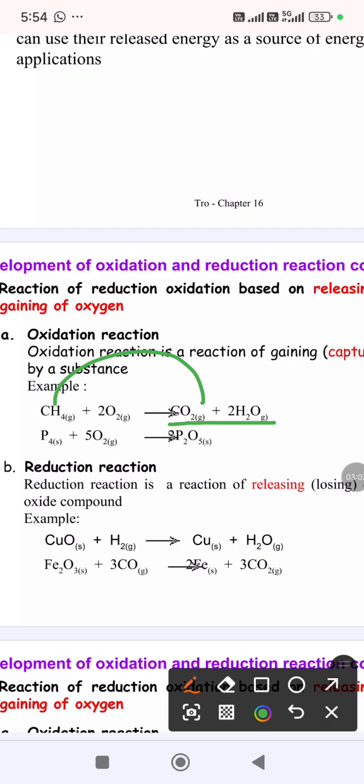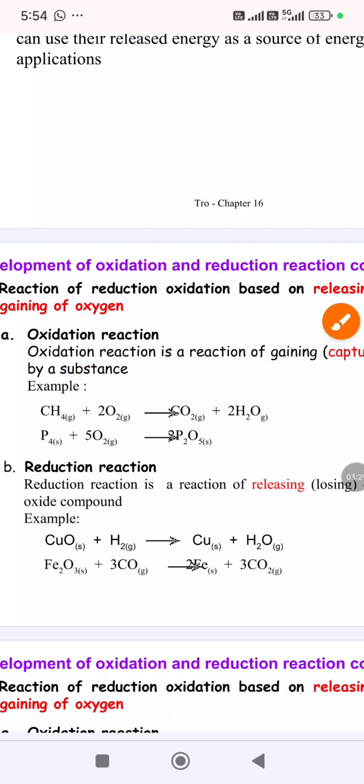Another example in terms of oxygen is the reaction of phosphorus with oxygen. In this reaction, phosphorus reacts with oxygen and gives P2O5. Can you see P2O5? It means oxygen is added to phosphorus. So what kind of reaction is this? This is an oxidation reaction.